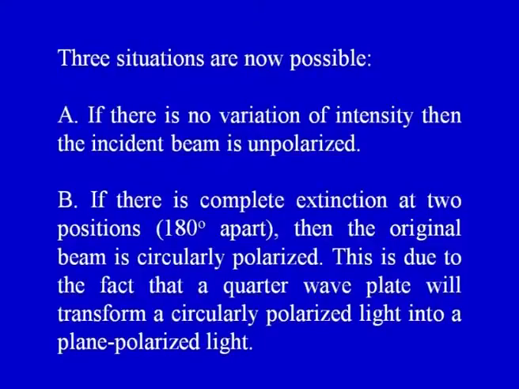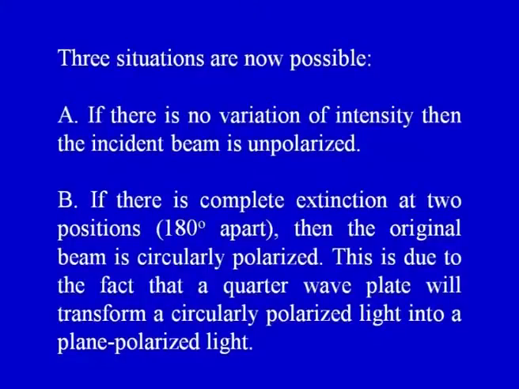A, there is no variation of intensity. This means the incident beam is unpolarized. The reason is a quarter wave plate does essentially nothing to an unpolarized beam. It was showing no variation when the analyzer is rotated. Even after passage through a quarter wave plate, the same situation will prevail. There will be no variation in intensity. So, that shows that the incident beam is unpolarized.